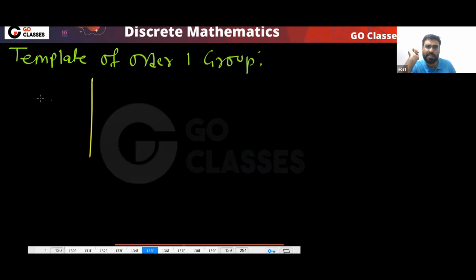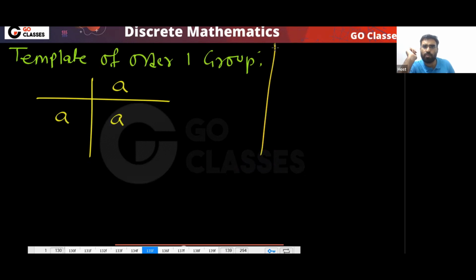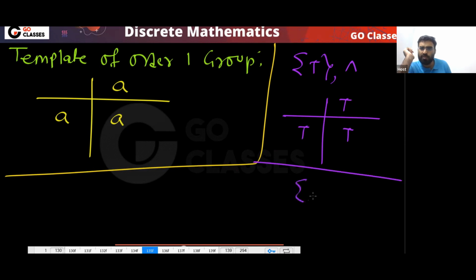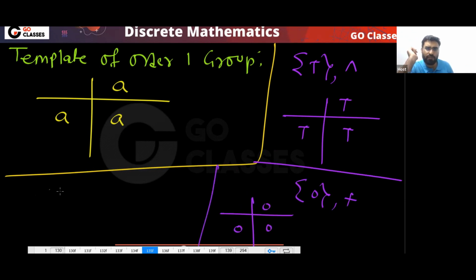Template of order 1 group is like this. You have some element, this is the template of order 1 group. Now every group that you have will follow this template. Whatever group you have, that will follow this template. Only one template we have, and every group will follow this template. Is it clear now? Is this point clear now?